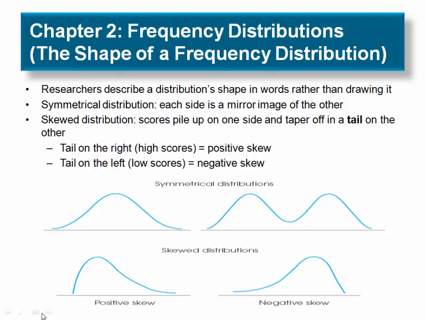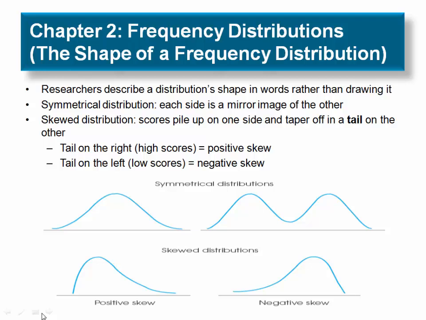Maybe it will help you to remember if you use the phrase, "the tail tells the tale." That is, when the tail extends towards the positive or higher end of the scale, we call that positive skewness. Conversely, when the tail extends towards the lower or negative end of the scale, we call that negative skewness.